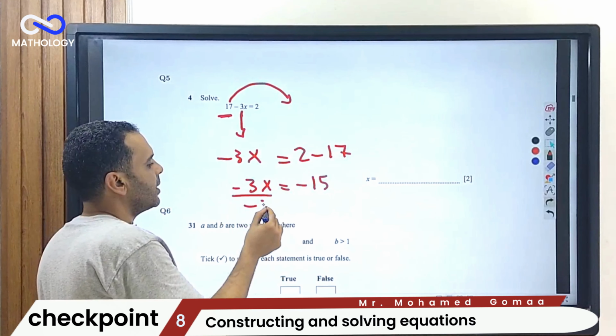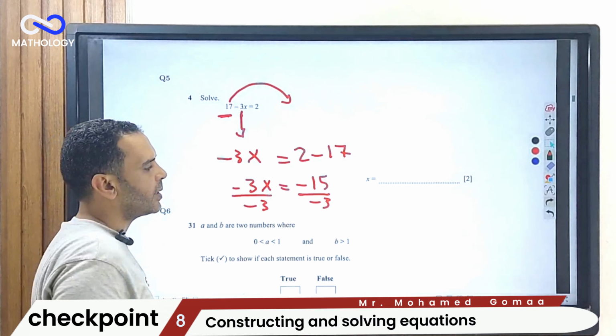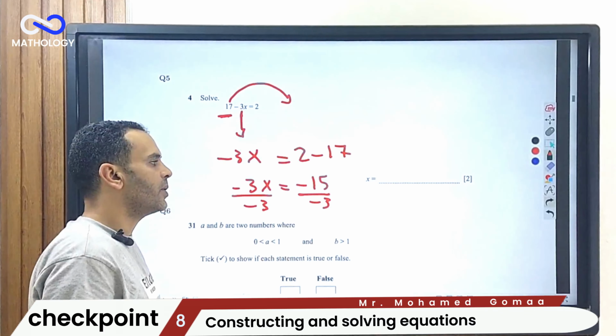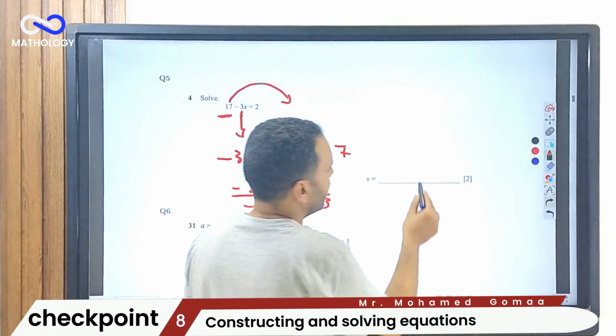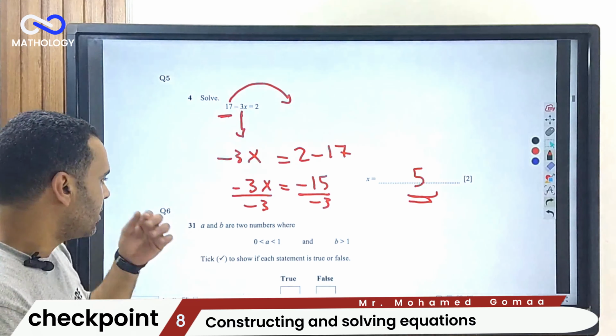Divide both sides by negative 3. It will be x. Negative divided by negative equals positive. 15 divided by 3 equals 5. This is our solution for this equation.